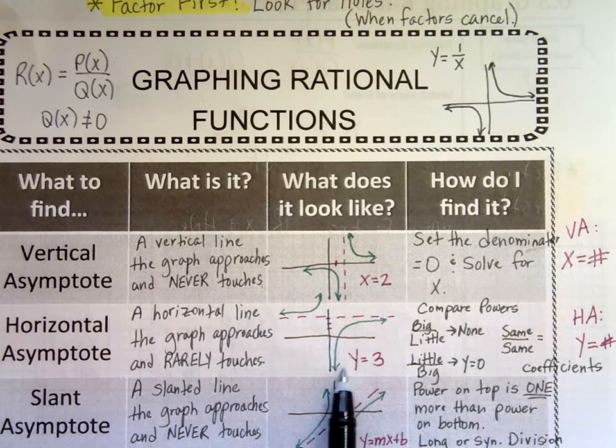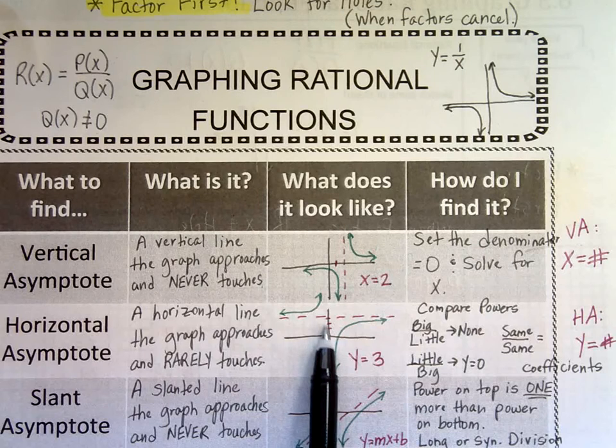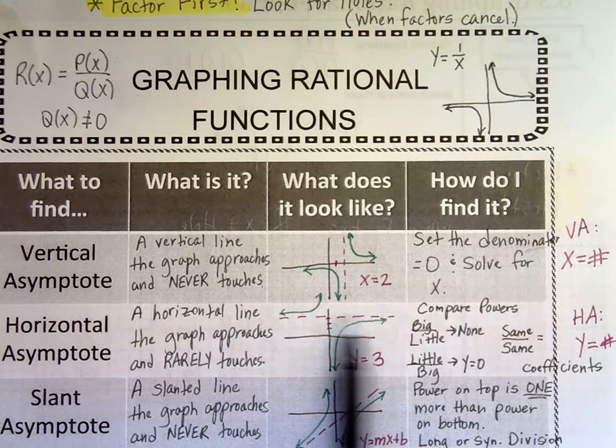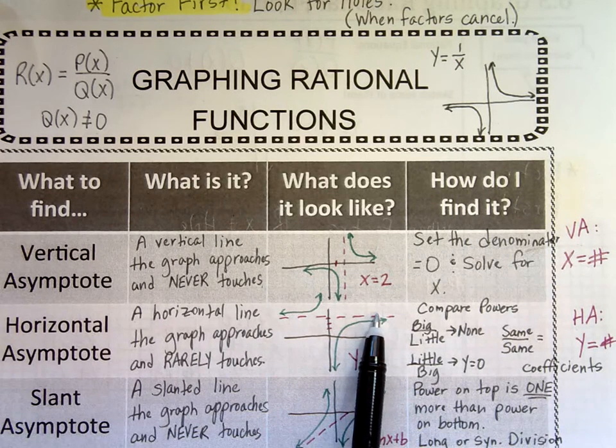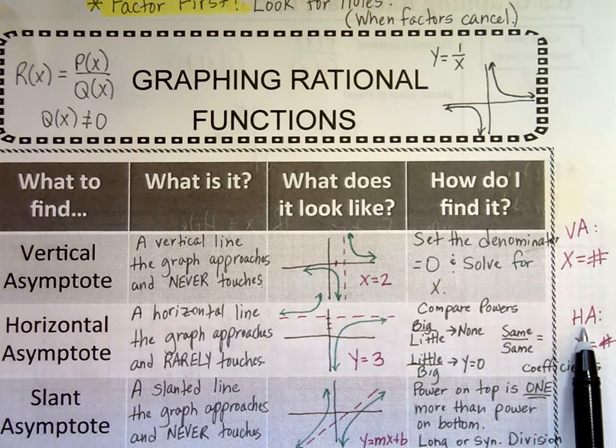Now my picture, I'm going to put one that doesn't cross. This one, I made mine at y equals 3. See how it's now a horizontal line? Horizontal lines have to be y equals a number. And so in this case, it's y equals 3 for my picture. So every horizontal asymptote is going to be y equals a number. How do you find them?